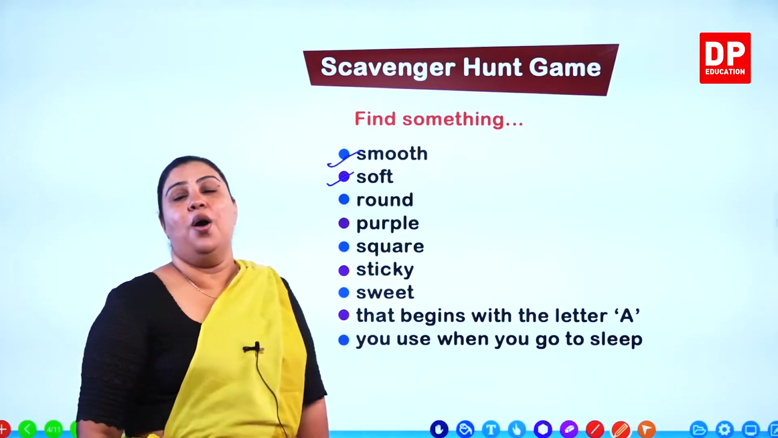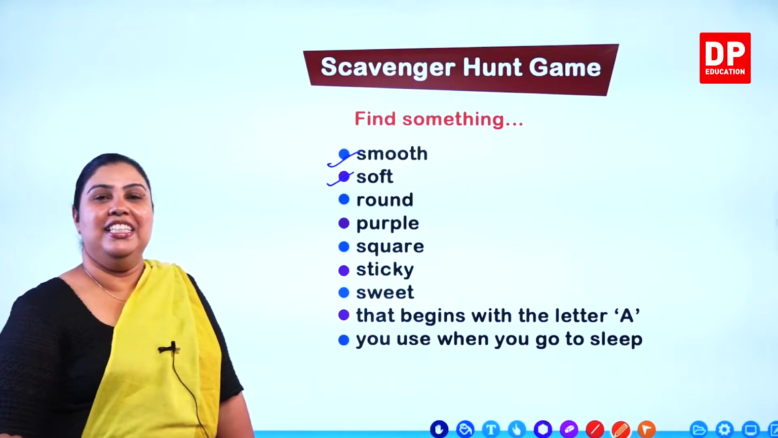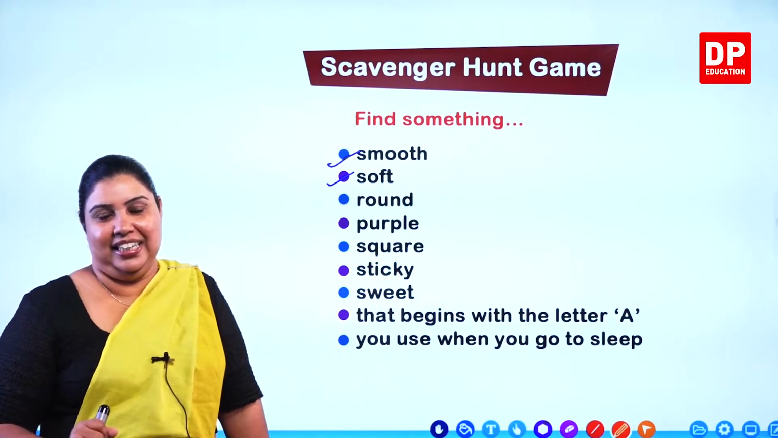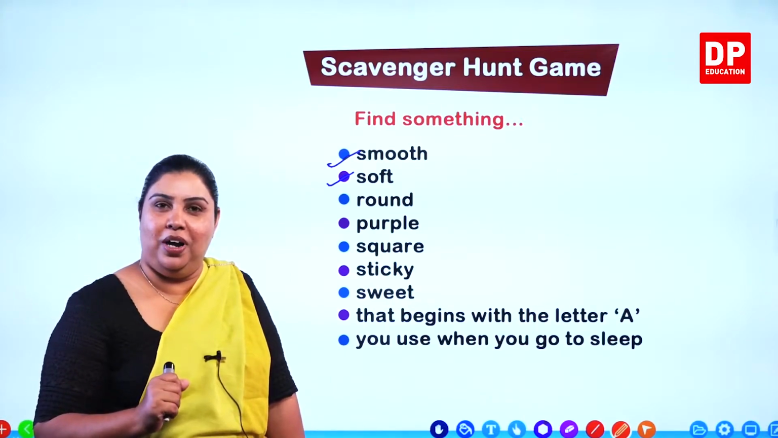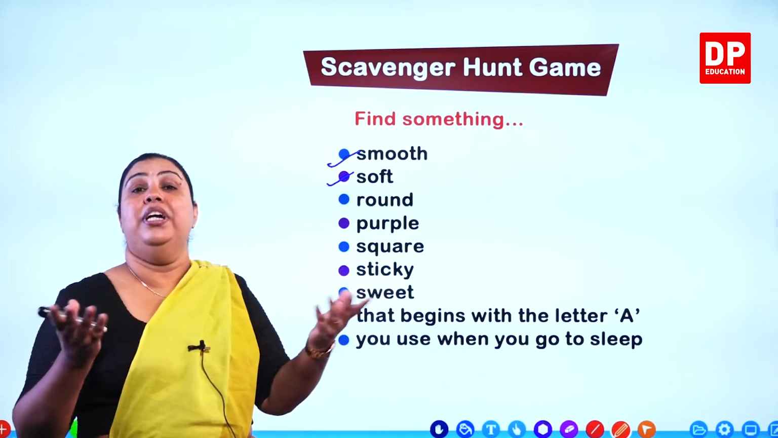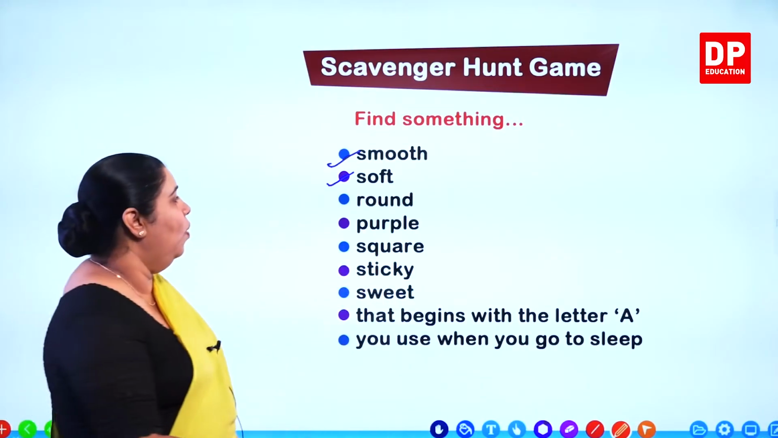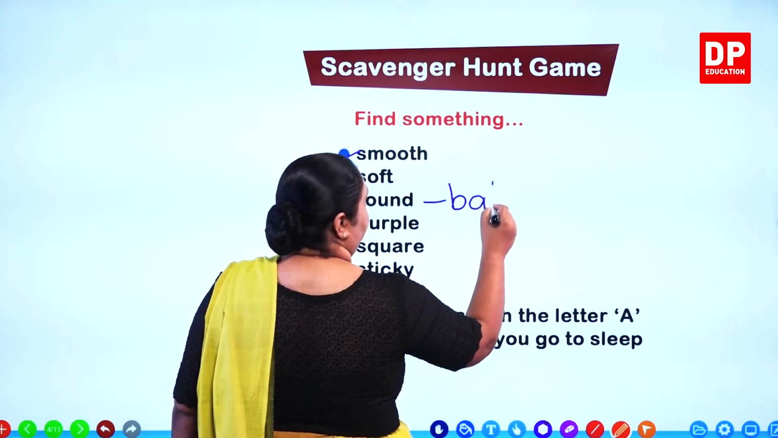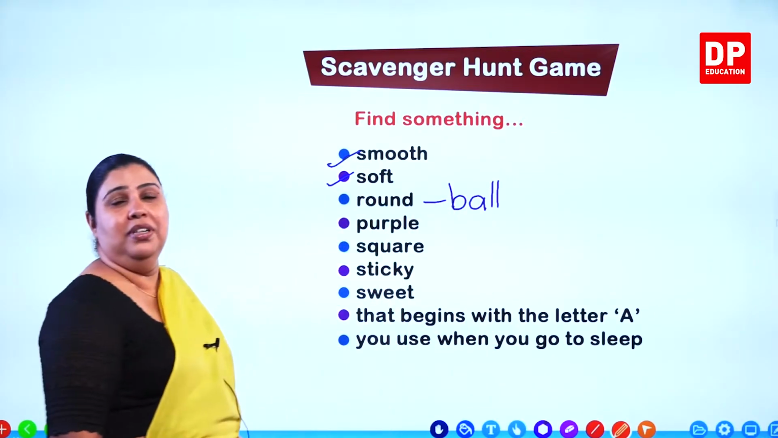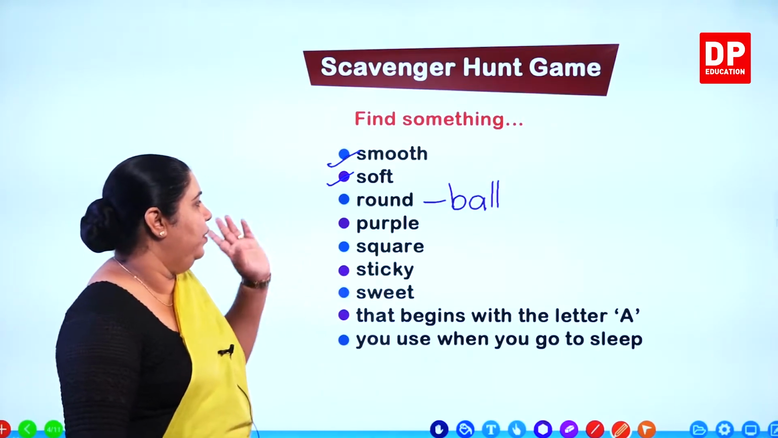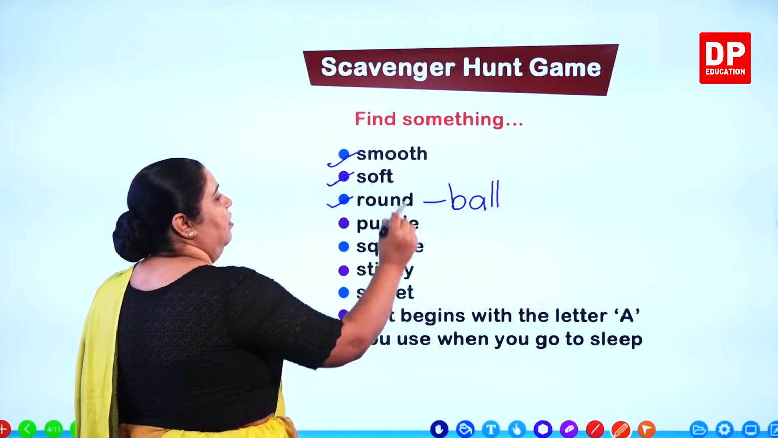Find something round. Find something round. It says to bring something that is round. What are the things that you can say are round in shape? How about a ball? You can bring a ball that is round. Okay? Right. So now we have found something round.